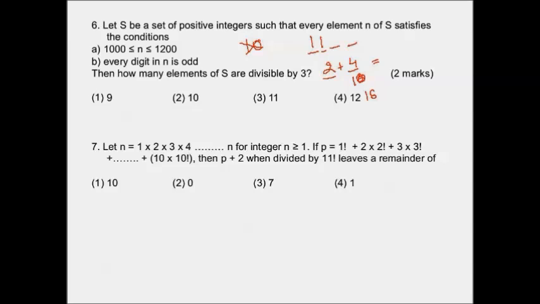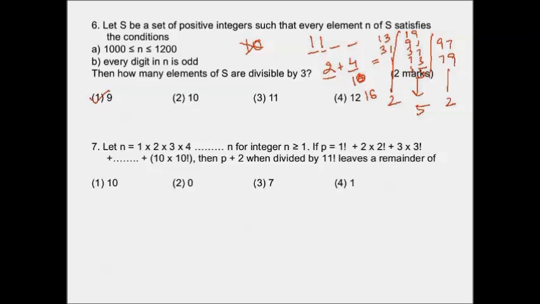If the sum of the digits is 4 and the digits are both odd, they can be 1 and 3 or 3 and 1, 2 possibilities. If the sum of the digits is 10, then they can be 1 and 9, 9 and 1, 3 and 7, 7 and 3, or 5 and 5, that is 5 possibilities. And the last case, when the sum of the digits is 16, they are 9 and 7 and 7 and 9. So 2 cases from here, 2 cases from here, and 5 from here. So 5 plus 2 plus 2 gives us a total of 9. So the answer would be option 1.